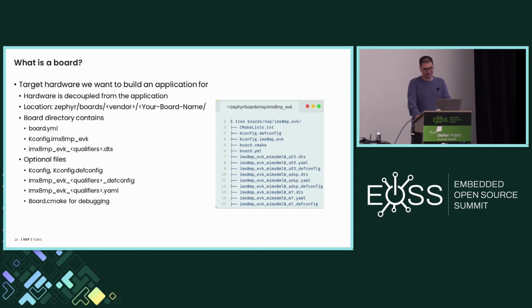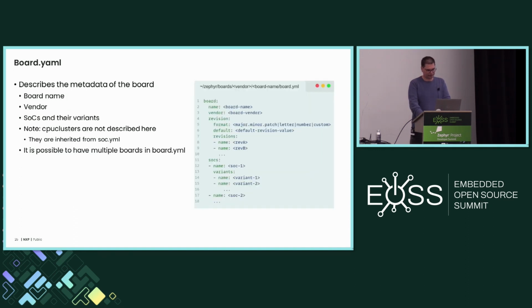If we look on the right side, we see that each target, like A53, ADSP, and M7, has its own YAML file and DTS file, because it's actually different hardware, even if in the same board. And there's a file named default config, which helps you select some default config options. Now let's see what the board YAML contains.